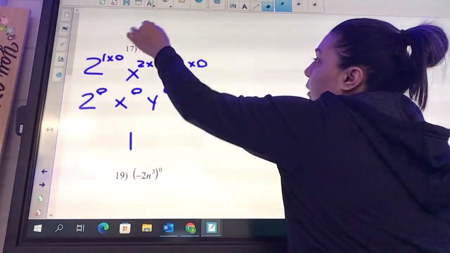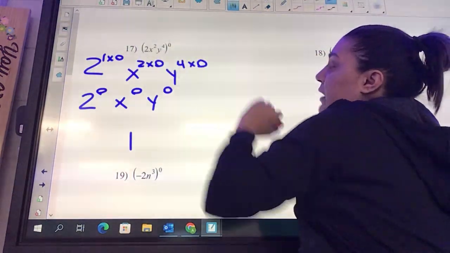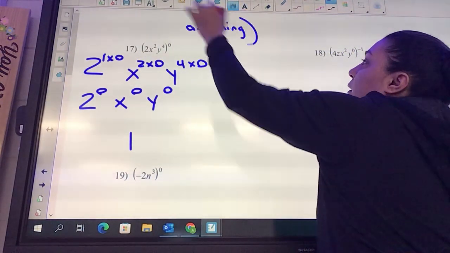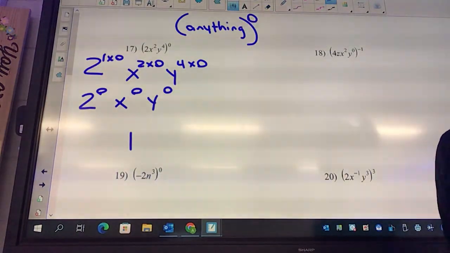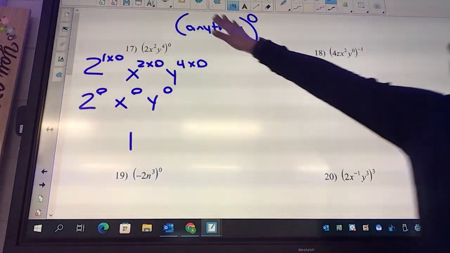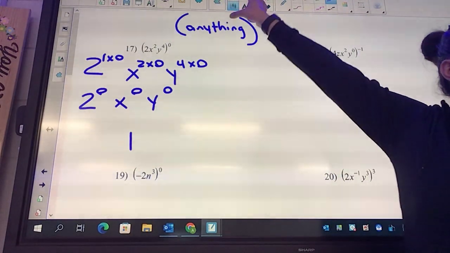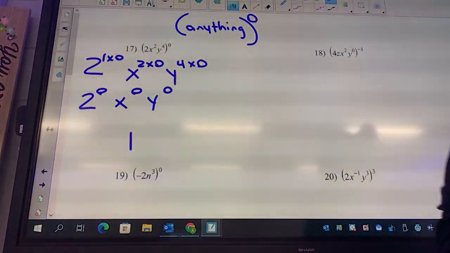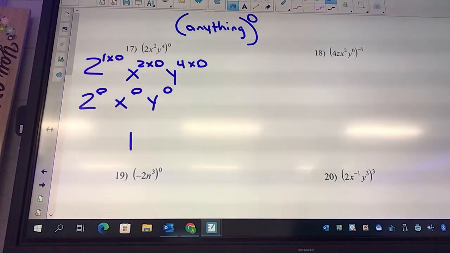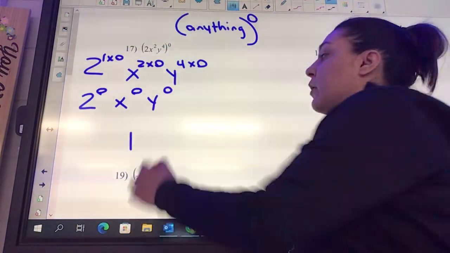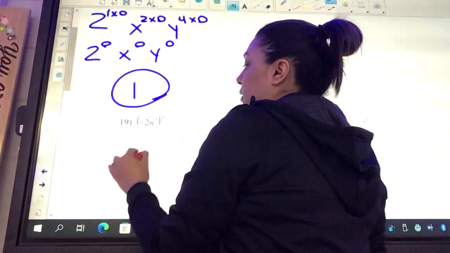So we got some stuff in parentheses. If that 0 is on the outside, anything to the 0 power is always what? 1. Okay, so it doesn't matter whether I have a 2 in here, 2 to the 0, 8 to the 0, a bunch of stuff to the 0, it's going to be 1. So what is number 19? 1. Okay, so some of these you don't even really need to show. That's a lot of extra work for nothing. Okay, so anything to the 0 power is going to be 1.